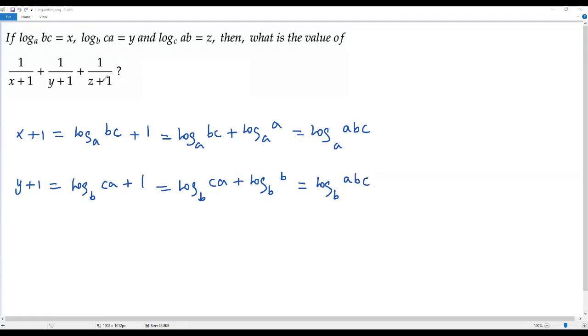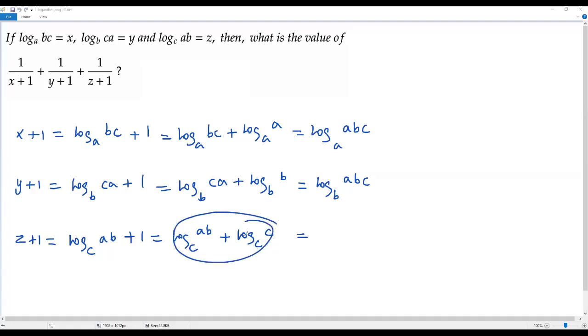Now let me get the stuff that is equal to z plus 1. We know that log base C of AB equals z, so we can plug this in for z. Then we get log base C of AB plus 1. We can write this number 1 in terms of a logarithm, that is log base C of C. The value of this logarithm is 1 because the base and argument are equal.